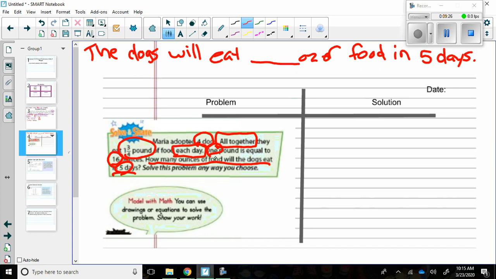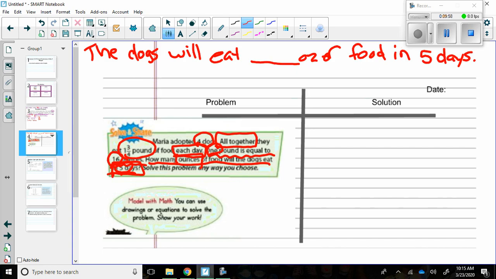They also are nice because they already give us the conversion of 1 pound is equal to 16 ounces. And then it's asking the question, how many ounces of food will the dogs eat in 5 days? Again, a lot of important information to think about. So next, I need to stop and evaluate how I'm going to solve this problem. And this is where that lovely song comes in again.